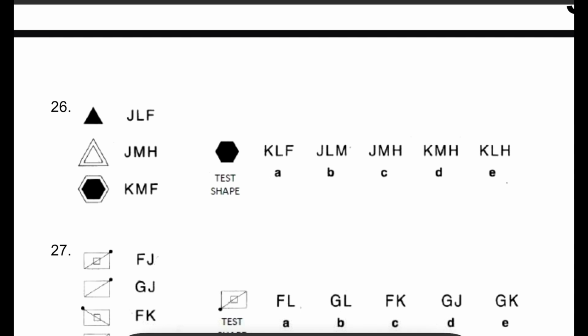Now to this question. These two both have a J as the first letter, and they are both triangles, whereas this is a hexagon, same as this one. So the first letter will be a K.